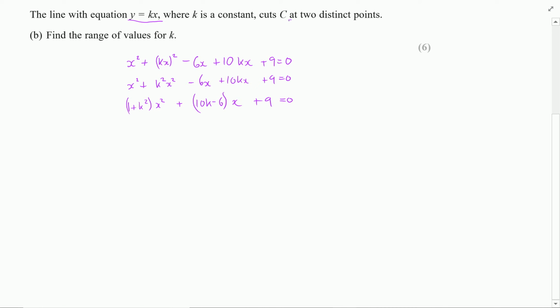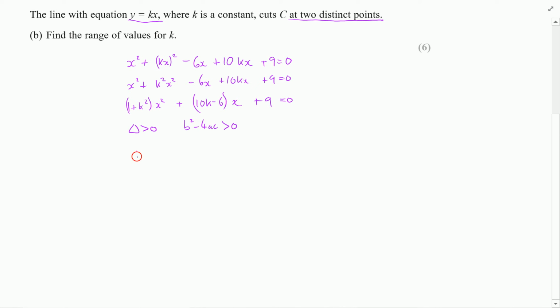Now what do I want to find? I've got two distinct cutting points, which means that the discriminant of this equation must be greater than 0, because this quadratic equation must give me two distinct points. It must give me two x values. So I know here that the discriminant of this equation, because it's quadratic, should be greater than 0 to give me those two possible solutions. So I want to find that delta is greater than 0, or that is that b squared minus 4ac is going to be greater than 0.